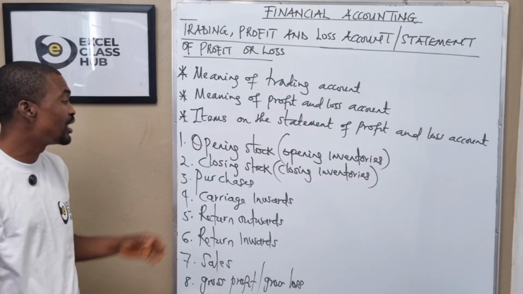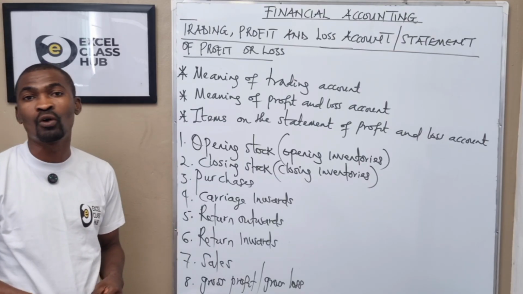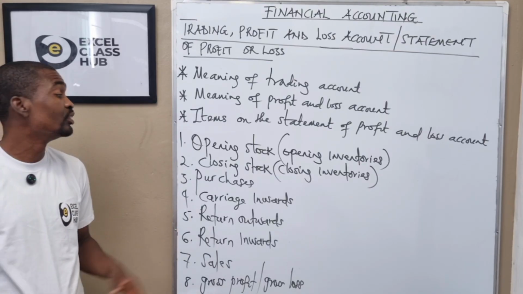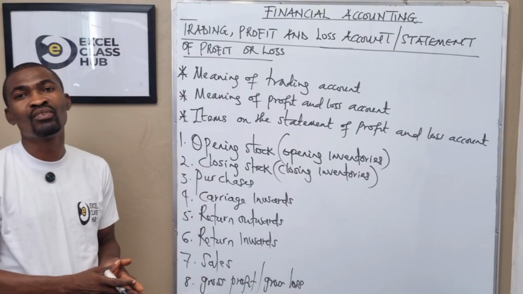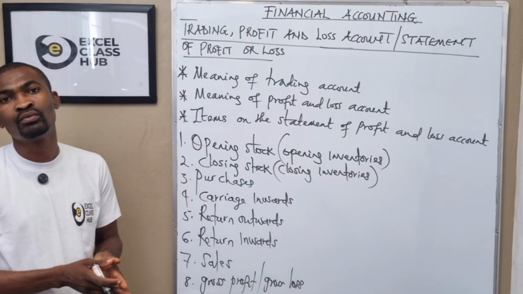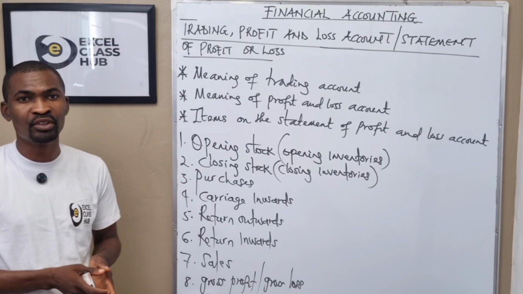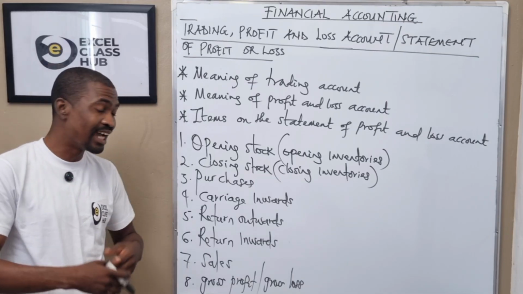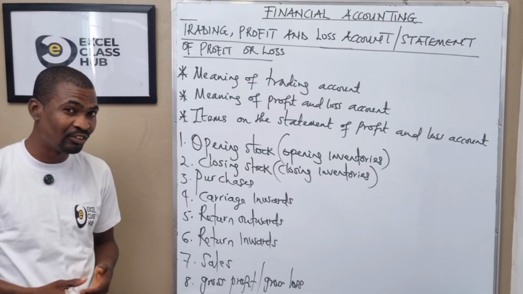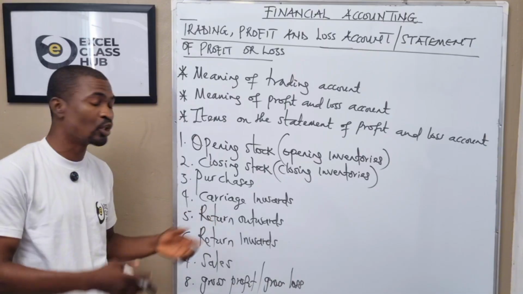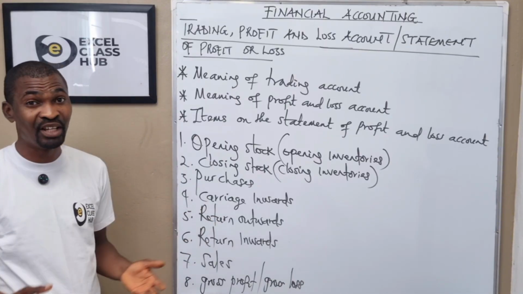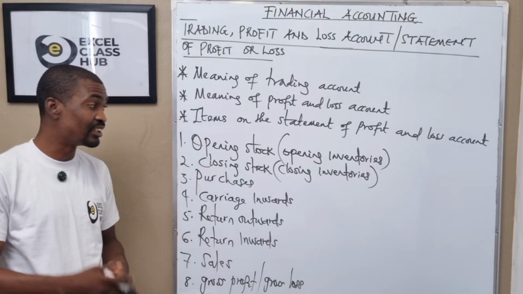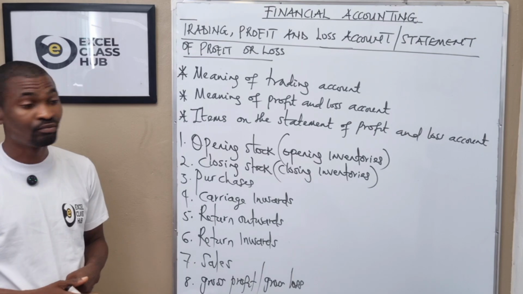Then number two is the closing stock or closing inventories. The closing stock is the items that are unsold at the end of the trading period. It's possible that at the end of the trading period, when you want to make your account, some items that you are selling are still remaining. So that serves as the closing stock or the closing inventories.